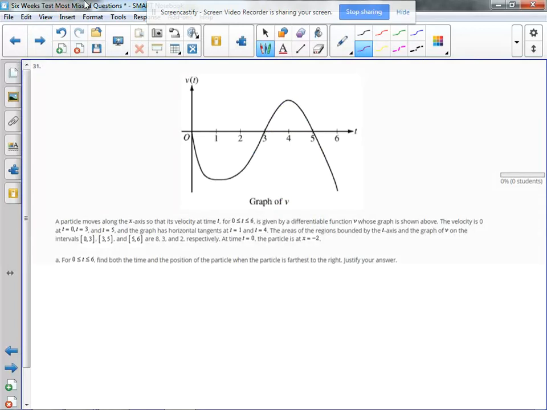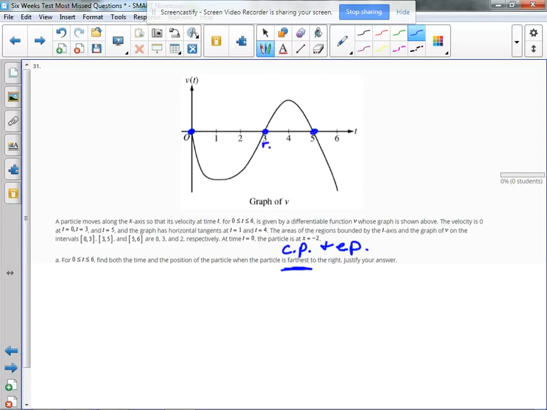Okay, let's look at that last free response question. We need to find both the time and the position of the particle when the particle is furthest to the right. Anytime you see words like farthest or most or highest or greatest, you should be thinking extreme value, so you need critical points and endpoints. So we're looking at velocity. We're talking about the extreme value of its position. So guess what? Velocity, critical points, where it's equal to 0. So that happens here at 0, at 3, and at 5.